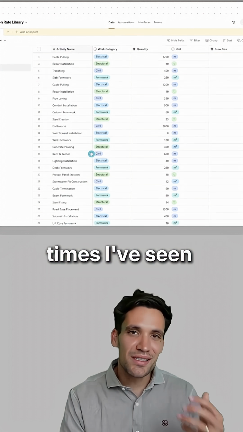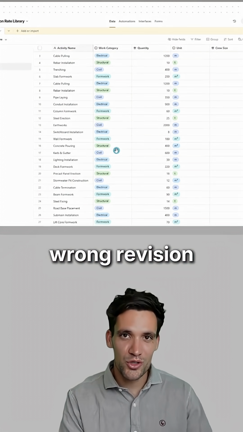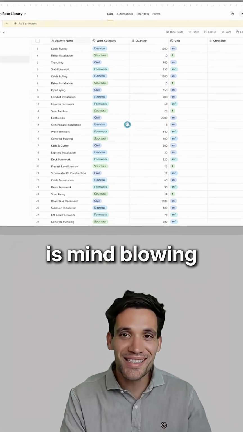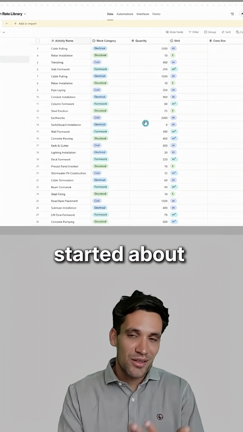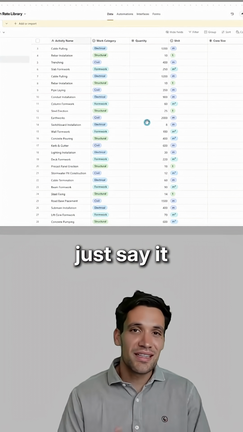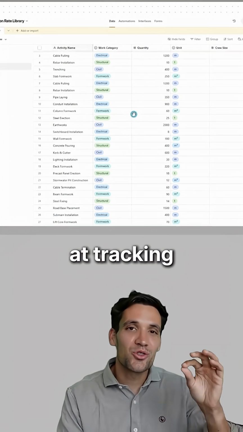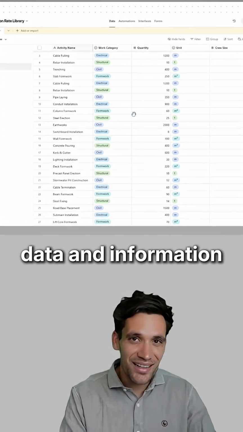The amount of times I've seen mistakes from people looking at the wrong revision of a drawing, referencing the wrong revision of a subcontractor quote is mind-blowing. So really this started about a comment about AI, but I'm gonna just say it. To be a good construction manager in general, you have to get good at tracking and managing data and information.